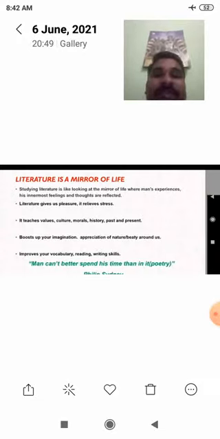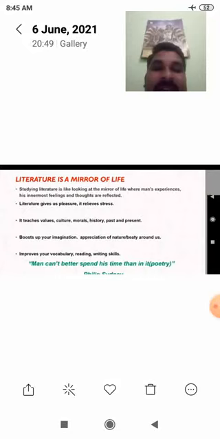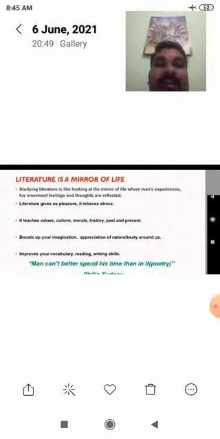Then it improves your vocabulary, reading, and writing skills. This literature improves your vocabulary. If you study any books, they give you many vocabularies, many new words, many literary words, many scientific words. So we can learn many words and improve ourselves.